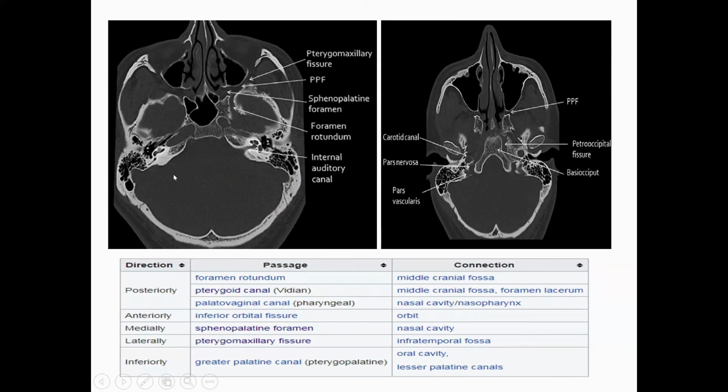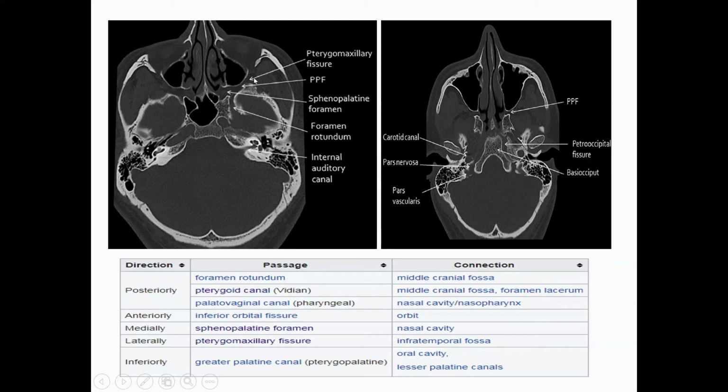Now we are coming to the radiological anatomy of the base of skull. First, I will discuss the pterygopalatine fossa. This is the pterygopalatine fossa, which gains access to the middle cranial fossa through the foramen rotundum. So if you have a tumor in the pterygopalatine fossa, it can access the middle cranial fossa through the foramen rotundum. So we need to know that.